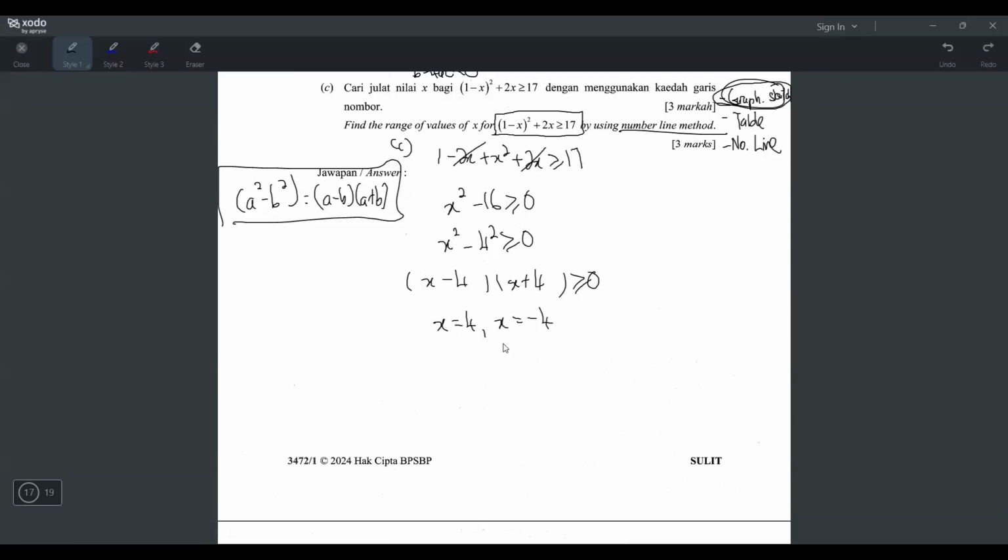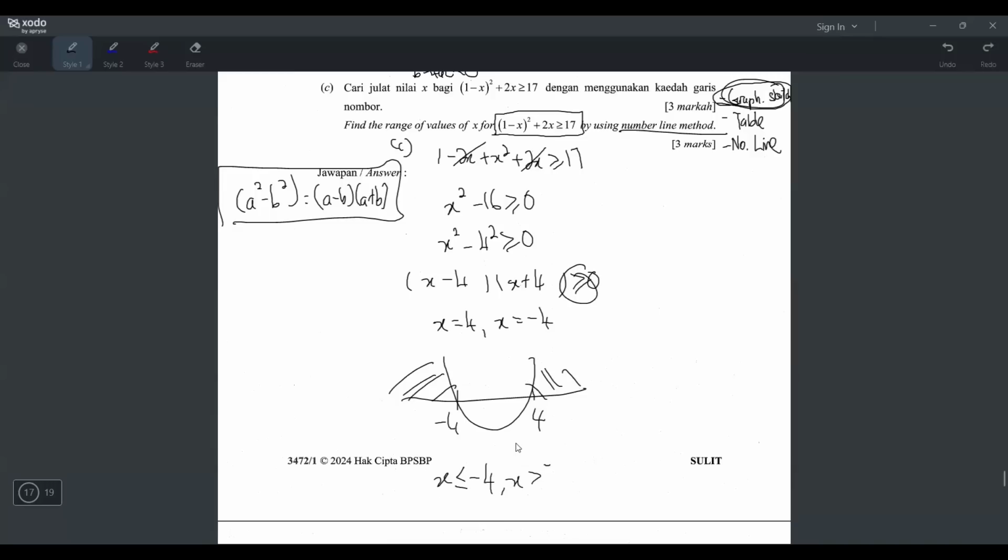If you use the graph sketching method, how? You just sketch the graph, mark negative 4 and 4, and since it's bigger, you take the part here, and the answer is this one. x smaller than or equal to negative 4, or x bigger than or equal to 4, right? So it's very simple. This is the answer.